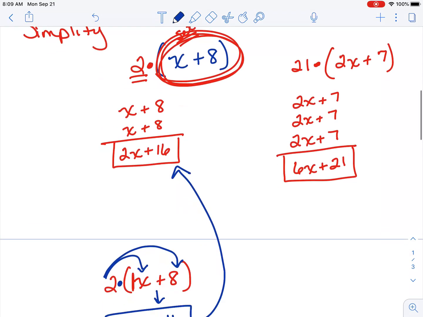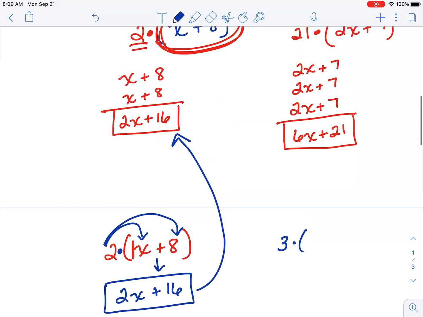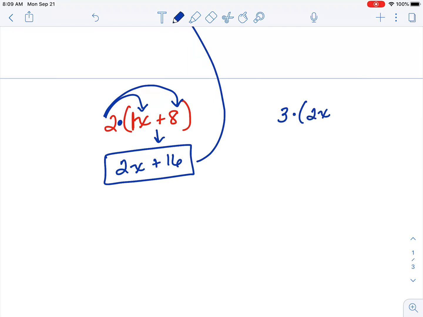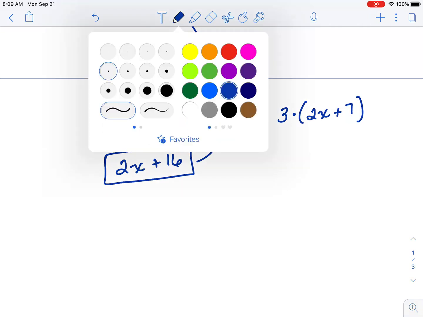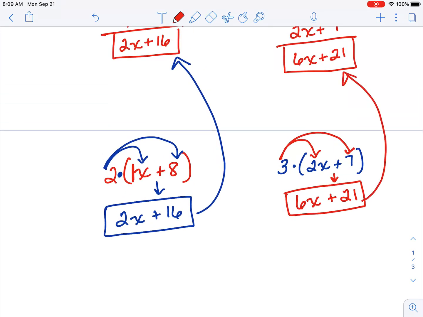Okay, what if I said 3 times the set of 2x plus 7. So I'm going to distribute, multiplying by 3. Sort of break it down. 3 times 2 is 6, so 3 times 2x is 6x. Bring down that plus sign. 3 times 7 is 21. Is that not the same thing we got right up there?